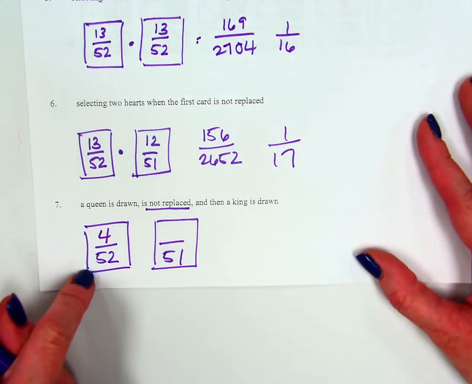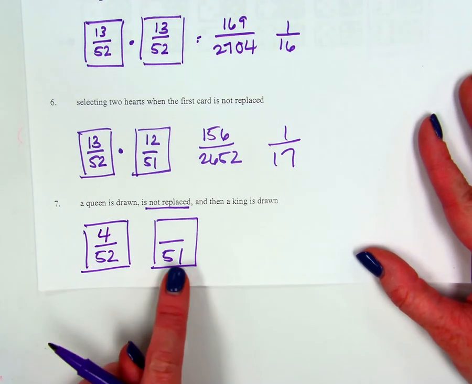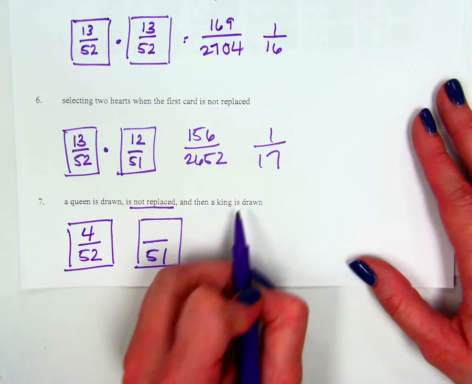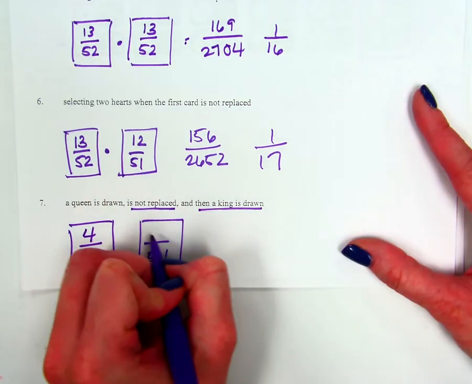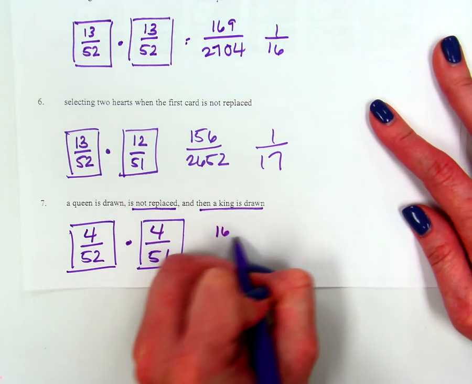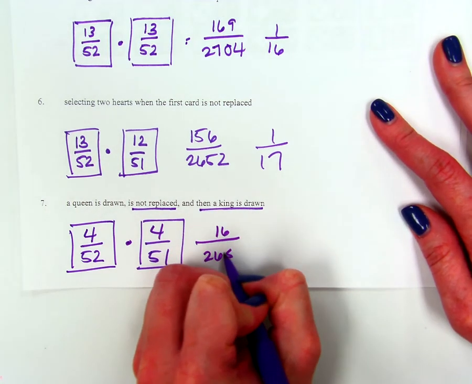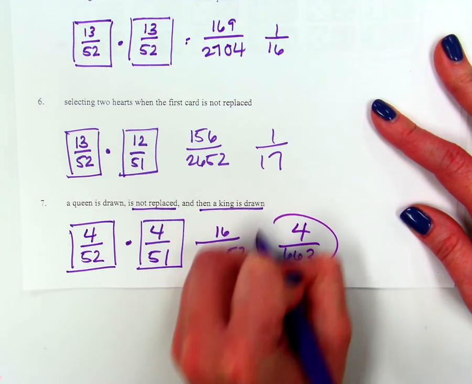So we're going to put a 4 there. So we have 4 queens out of the 52 choices. So once we removed one, we only have 51 choices left. However, it says now we're going to draw a king. So all of our kings have the potential to still be in there, so that number is going to be 4 as well. We'll multiply these, and we end up with 4 over 663 as our final answer.